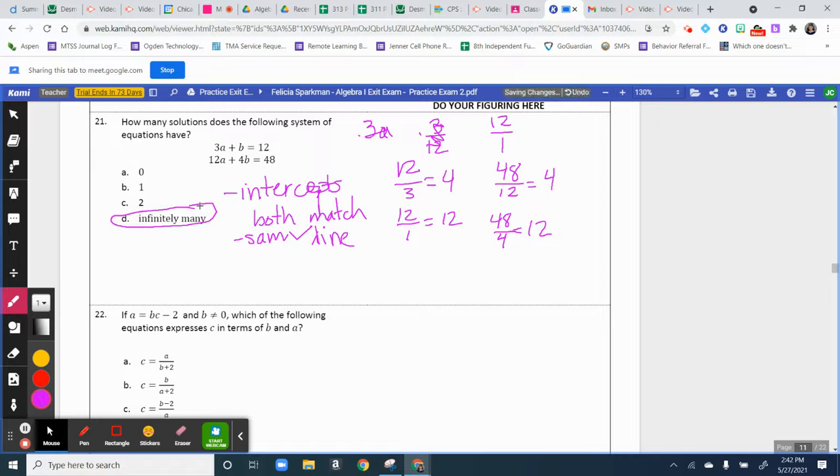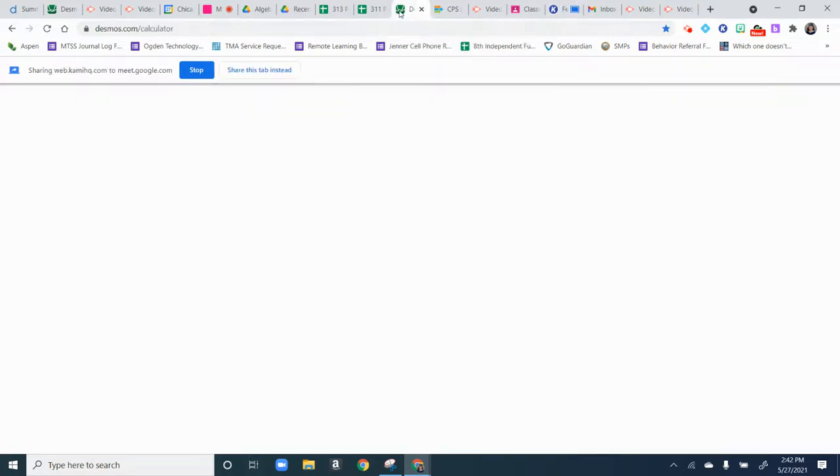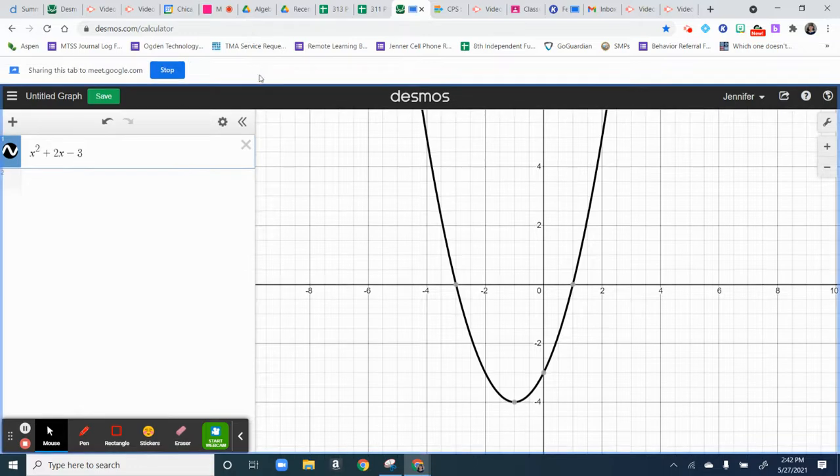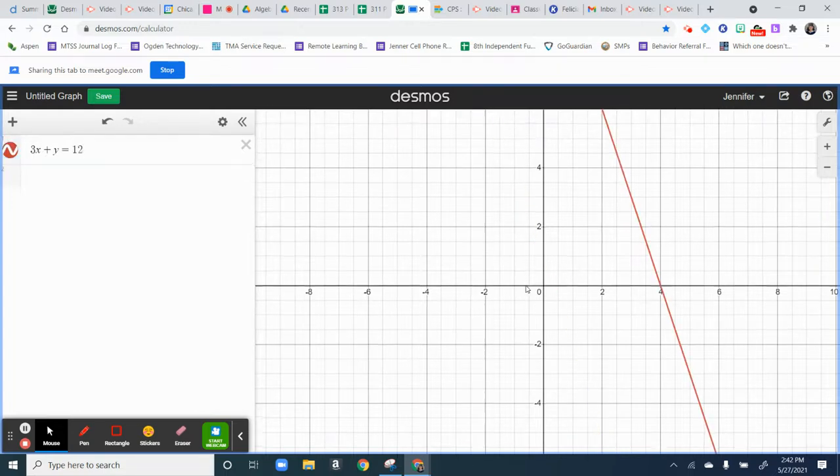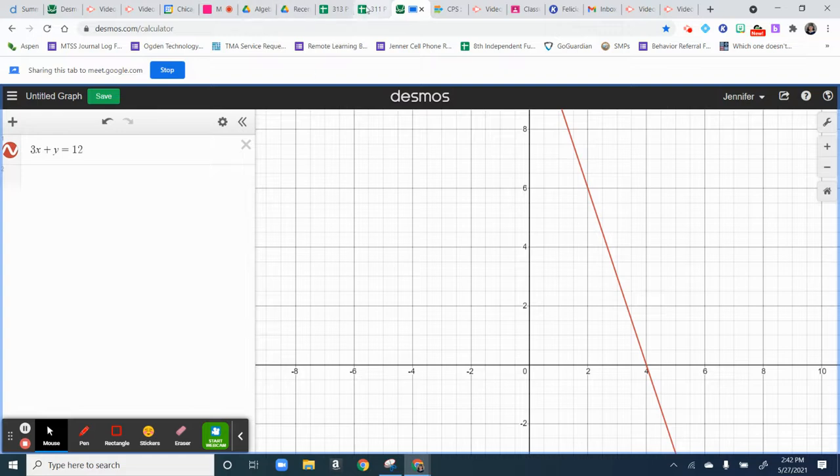Yep. All right. So that is definitely one way to do it, looking at the intercepts. You can also, of course, graph it. So if we graph it, 3x plus y equals 12 is here. Wait, was that what the... Let me zoom out.